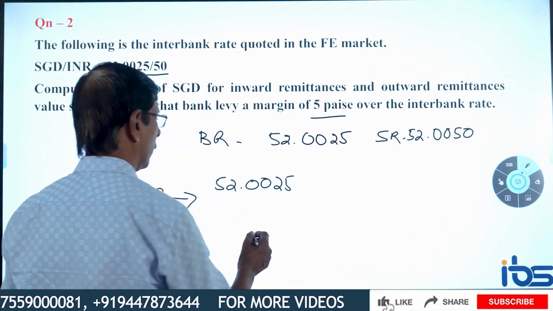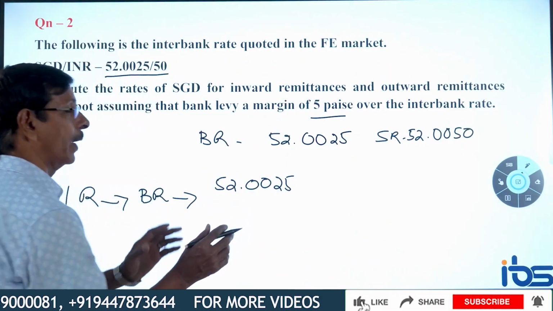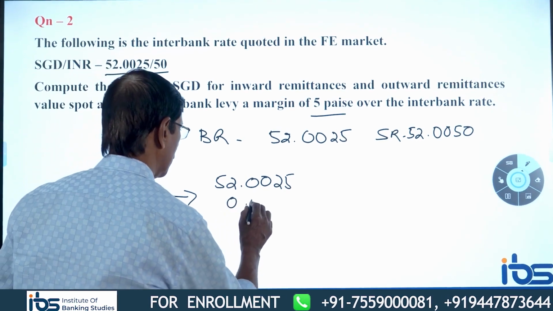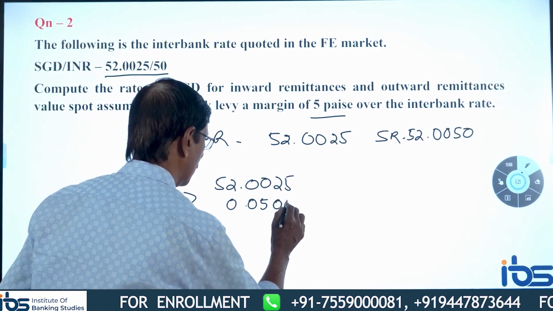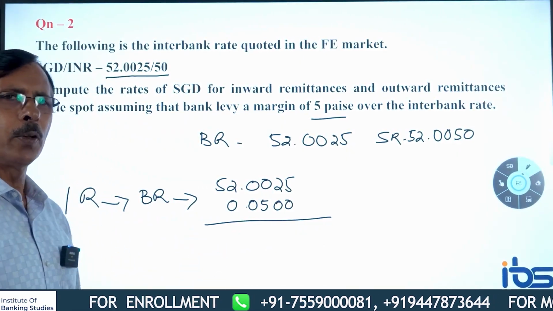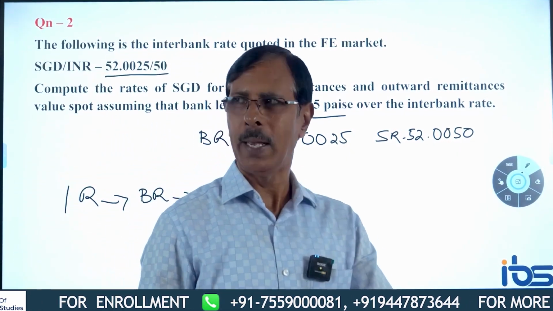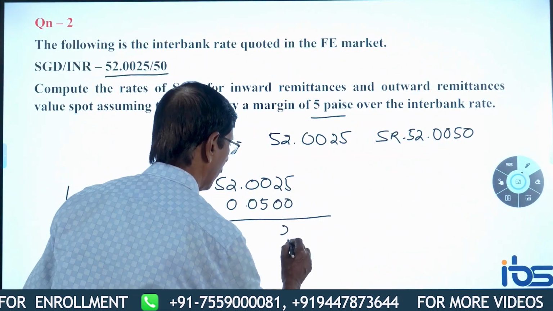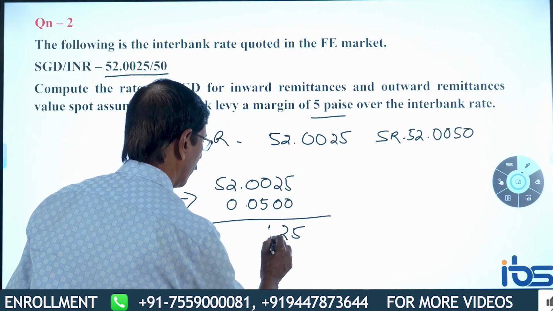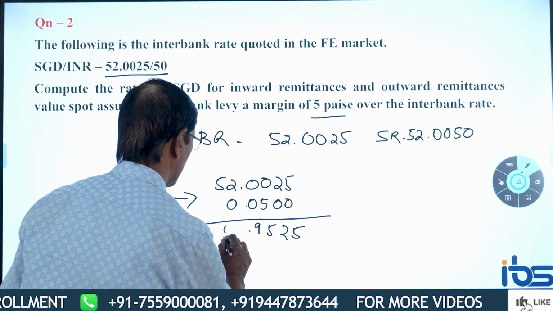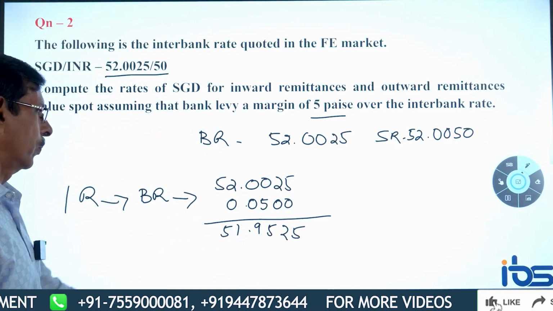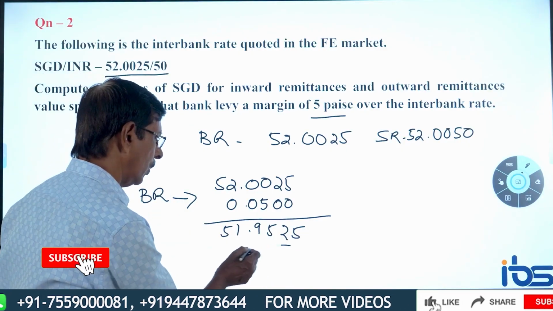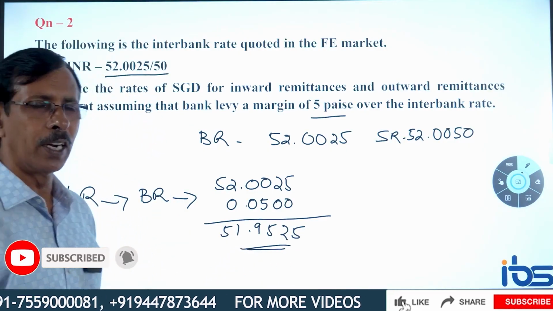So here you need not calculate. You can straight away write 5 paise. When you convert 5 paise to Indian rupee, it is 0.05. Am I correct? 0.05. So what do you have to do with this margin? This is a buying transaction. Margin is to be subtracted. So 51.9525. Right? This is the rate you quote for an inward remittance.